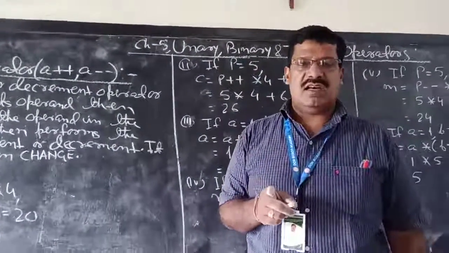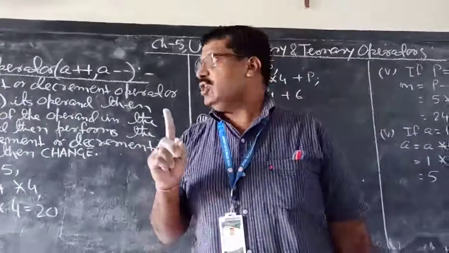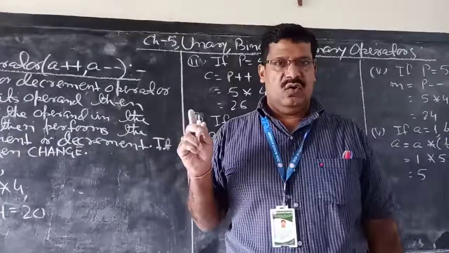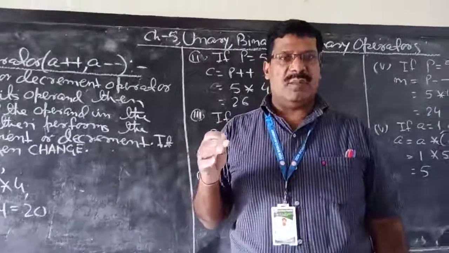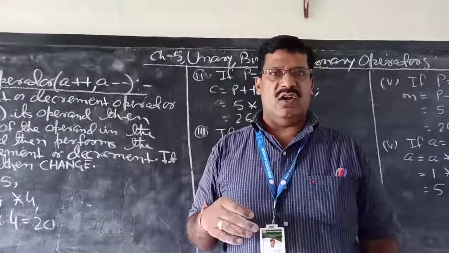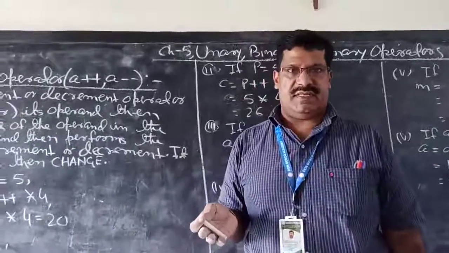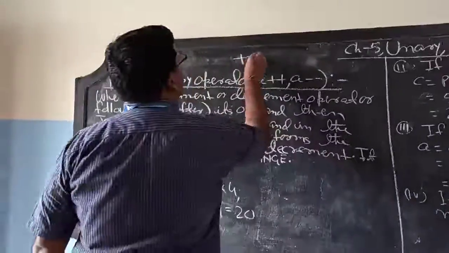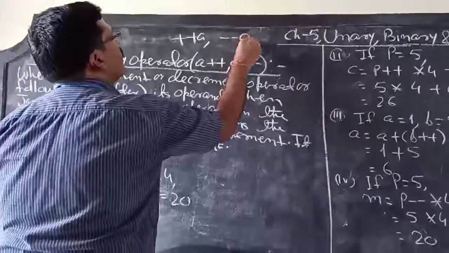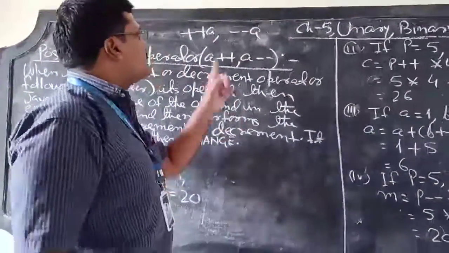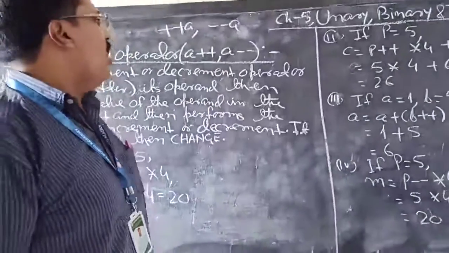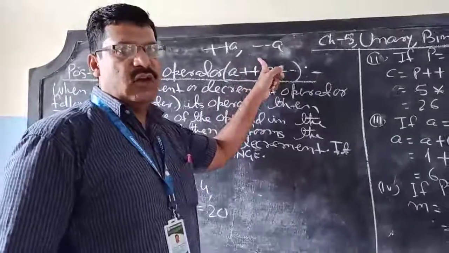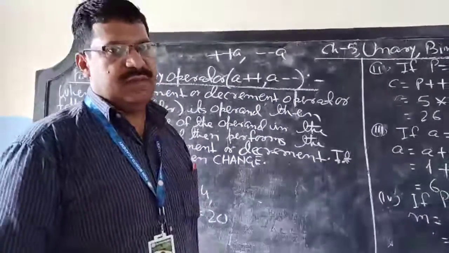Then in our last class, we discussed the unary prefix operator. The prefix unary operator works on the principle: change the value, then use it in the expression. In that, the plus plus or minus minus sign comes before the operand, and it increases or decreases the value first and then uses it in the expression.